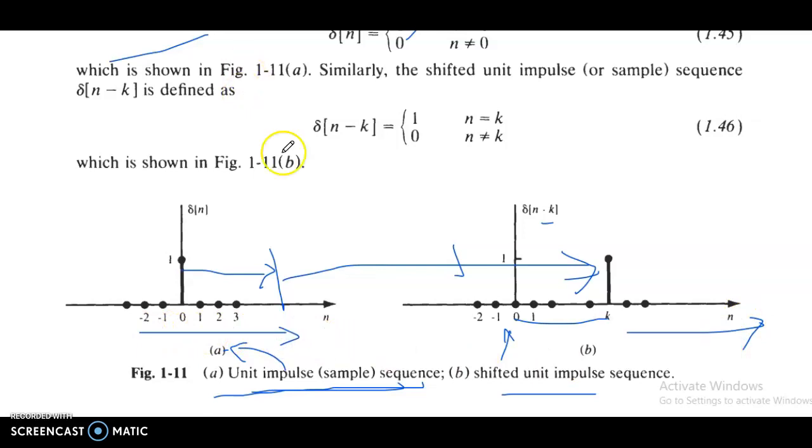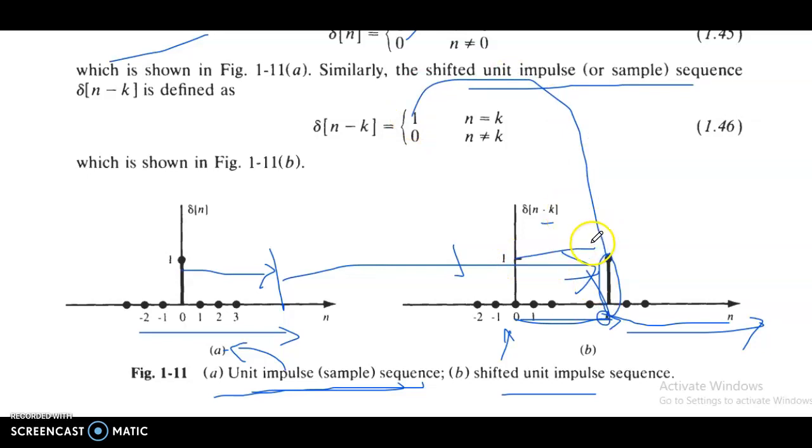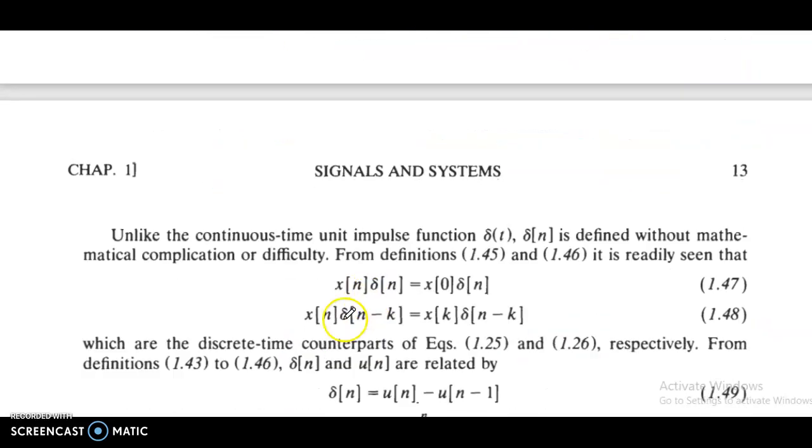So for the shifted unit impulse, only at n equal to k is there an impulse, with amplitude 1. When n is not k, it means other than k, all are 0. We have already seen this in the last video.